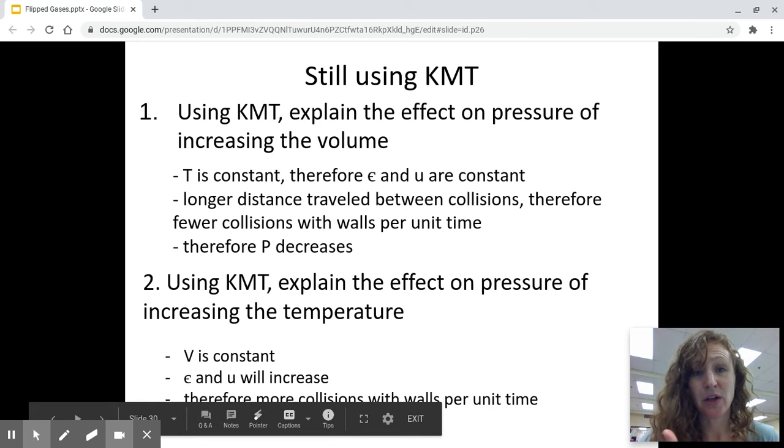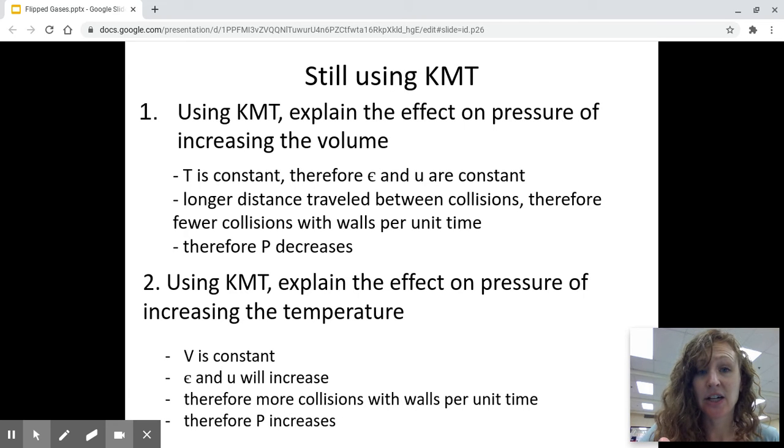So volume is constant, kinetic energy and average speed will increase, more collisions with walls per unit time, harder collisions with walls per unit time, therefore pressure increases. So force over our unit area will increase, so pressure will increase.